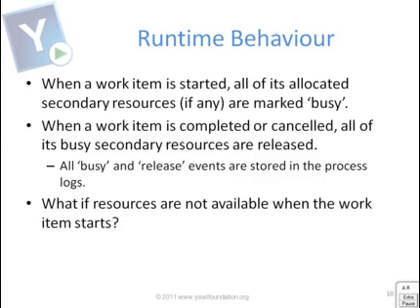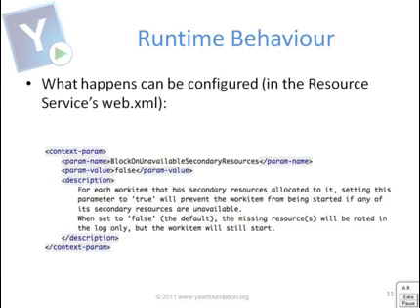So what happens at runtime if we've got a set of secondary resources chosen that aren't available when the work item starts for one reason or another? Well, firstly, what does happen can be configured. So we can choose to either allow the work item to start anyway without its full set of chosen secondary resources, or we can set this value to true in the web XML of the resource service, and that will prevent a work item from starting if all of its secondary resources are not available for one reason or another.